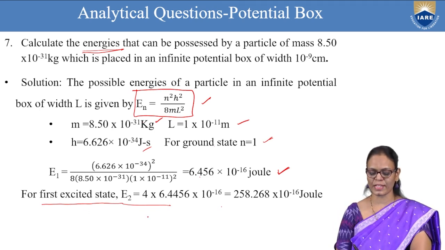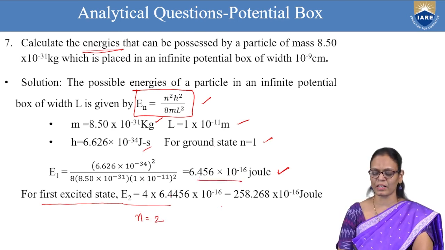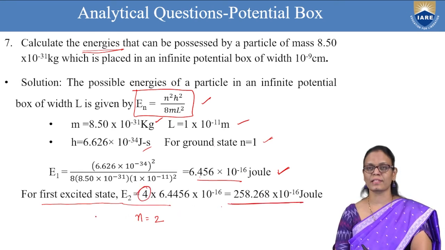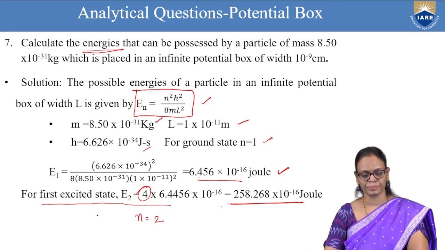So for the first excited state, our n will be equal to 2. So n square will be equal to 4. So whatever we are getting here, we are multiplying it with 4, so that we get the answer for the first excited state.